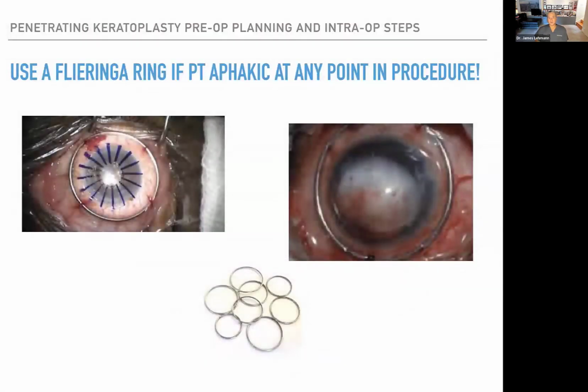So what's that Flieringa ring? It's basically a little metal ring, and you suture it to the episclera, and it provides structural support like a box kite, essentially, while you remove the lens. It keeps the posterior pressure from coming up, allowing the eye to kind of sink into its place. So it's very important to use if the patient is going to be aphakic at any point in the procedure. So what does that mean? Of course, if you're taking out the lens or if he's aphakic to begin with.